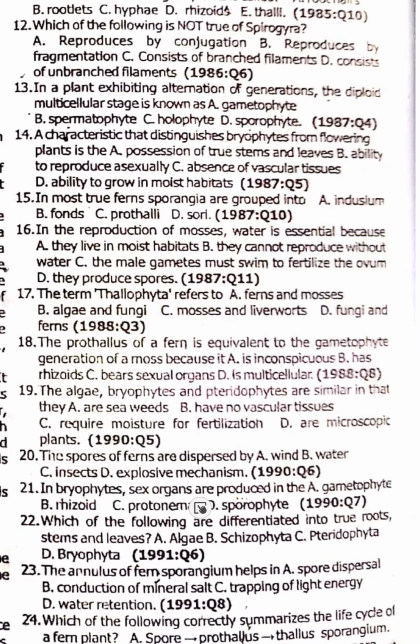21. In bryophyte, sex organs are produced in the gametophyte, option A. 22. Which of the following are differentiated into true root, stem, and leaves? The one with true roots, stems, and leaves is the pteridophyte.